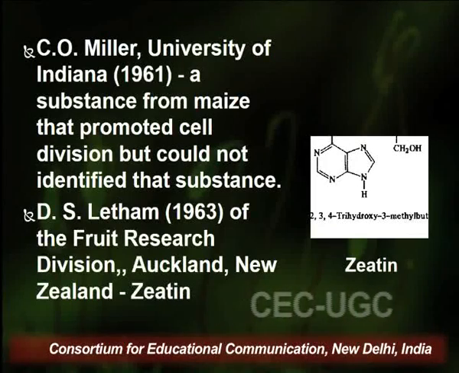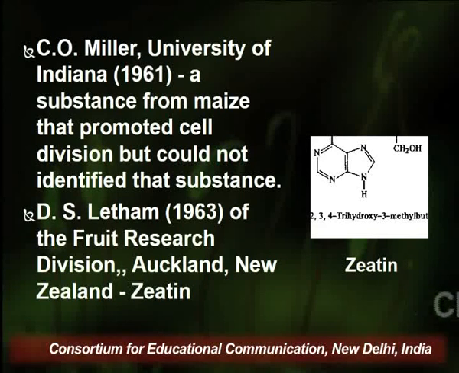Now later in 1961, C.O. Miller from Indiana University was the person who first isolated a cytokinin compound from plants. He was working on the maize plant and he isolated a compound responsible for cell division, but he was not able to elucidate its structure. Following his lead, in 1963, D.S. Letham and colleagues again started working on the maize plant, and they also isolated a compound which they identified and named zeatin, because the compound was isolated from maize, that is Zea mays, so they named the compound zeatin.